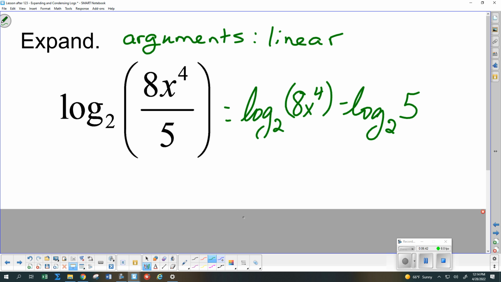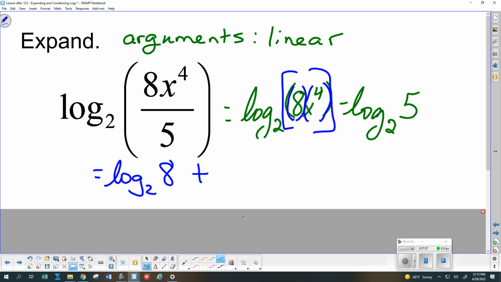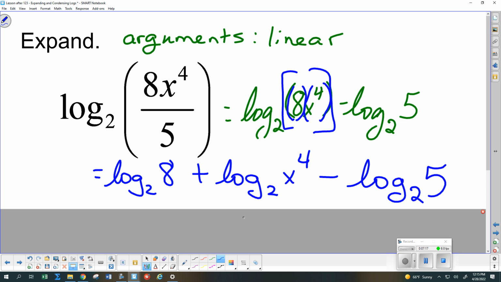However, could I also use my product rule? Is that the log of one thing times another thing? And when I split up a product, what sign do I need to put between the logs? So that one I could say is log base 2 of 8 plus log base 2 of x to the 4th. And then I have my minus log base 2 of 5.